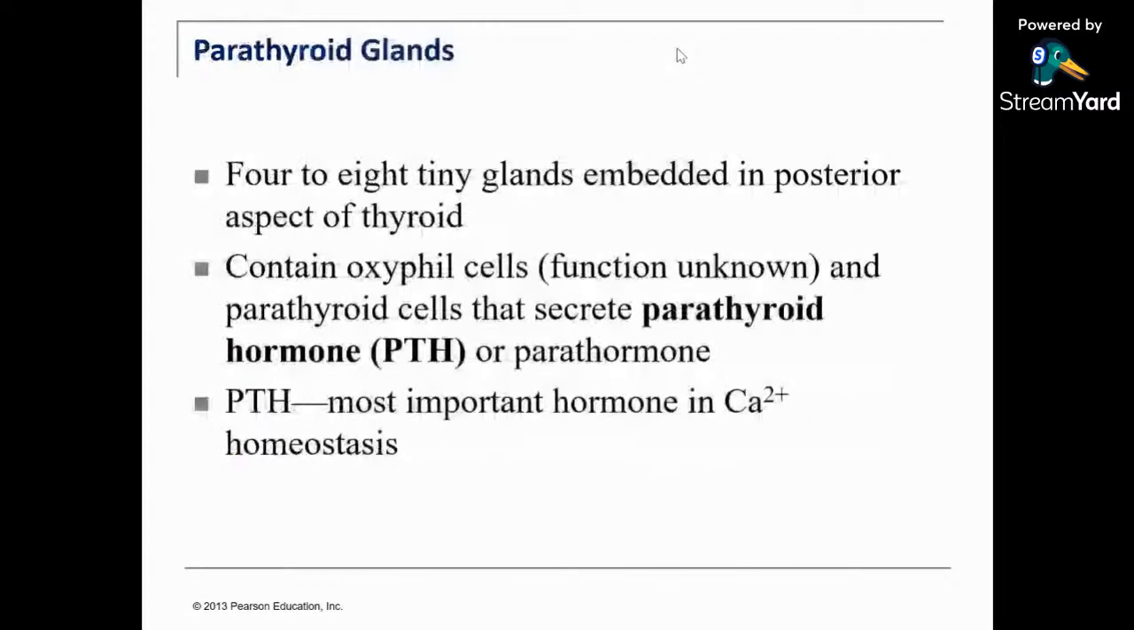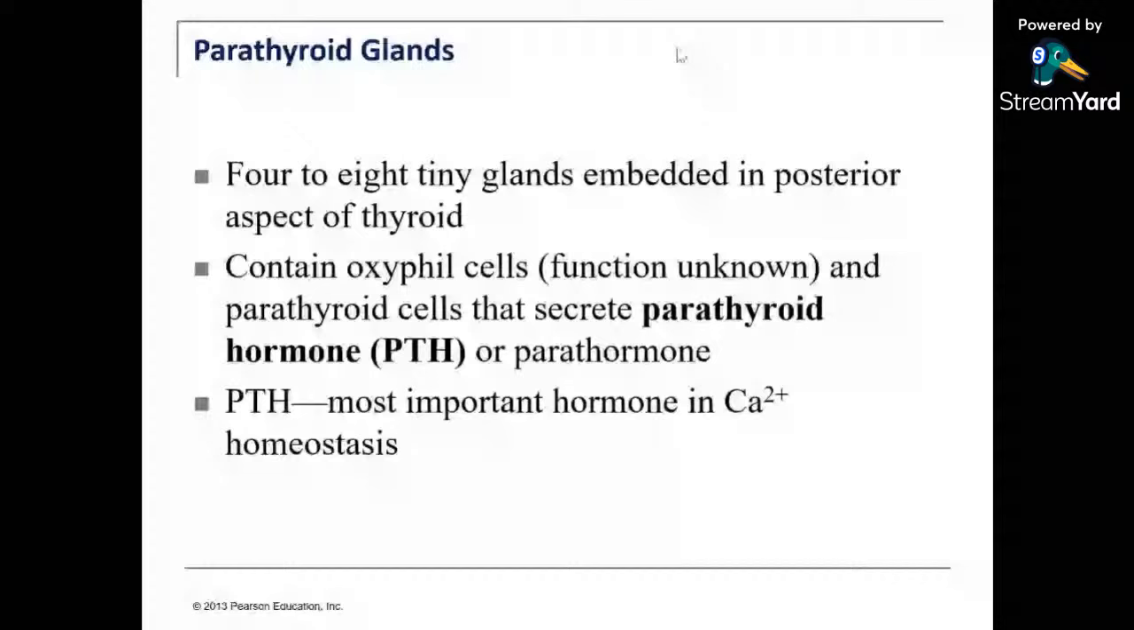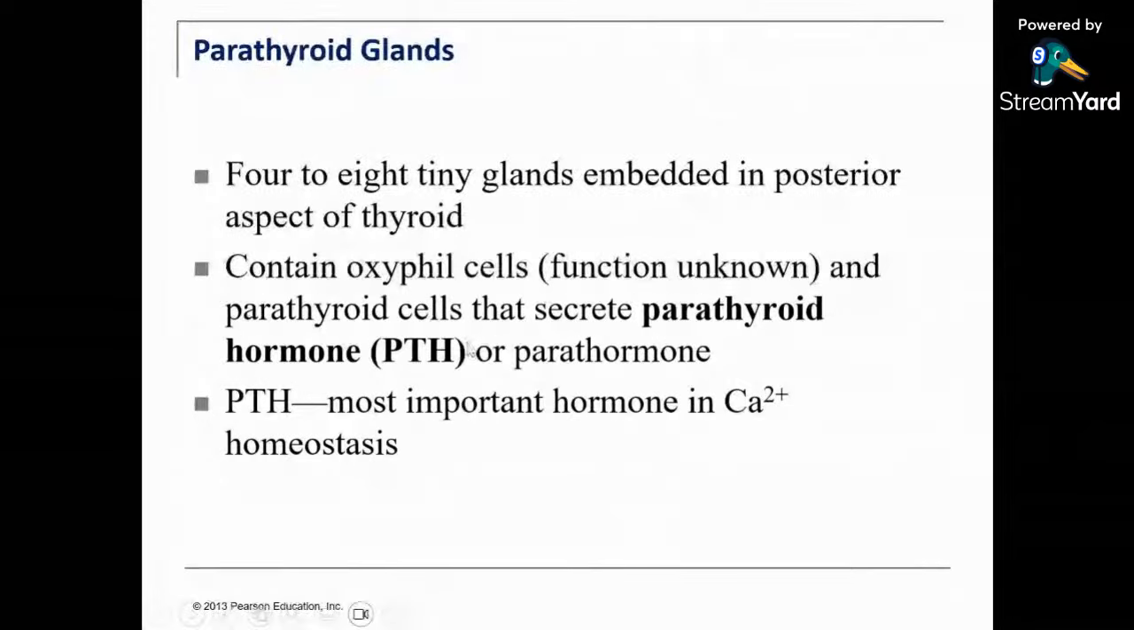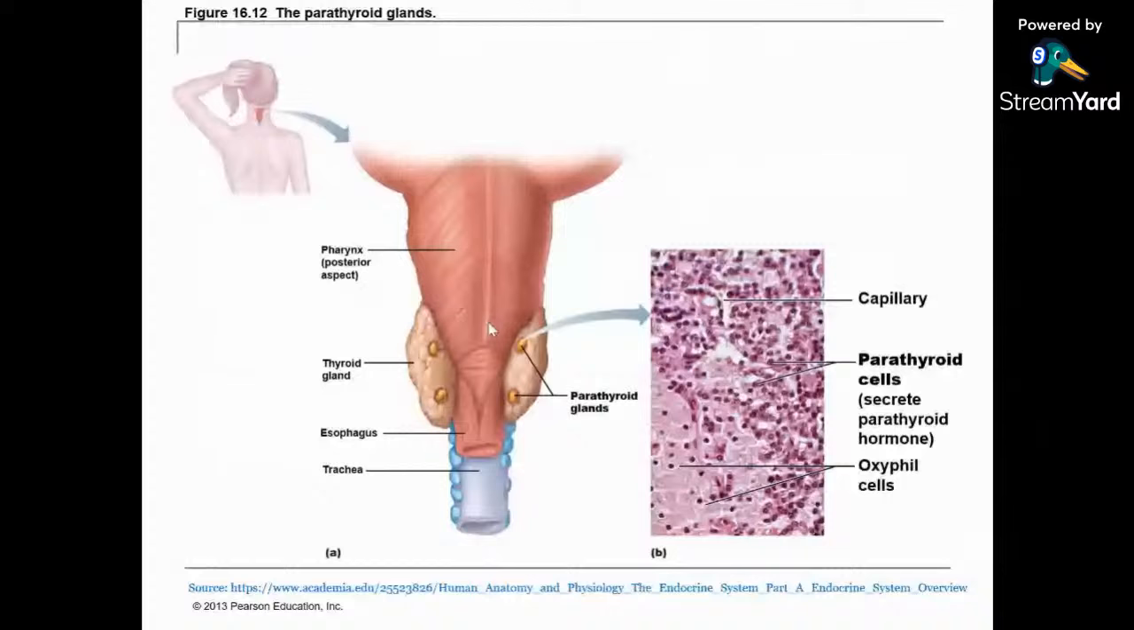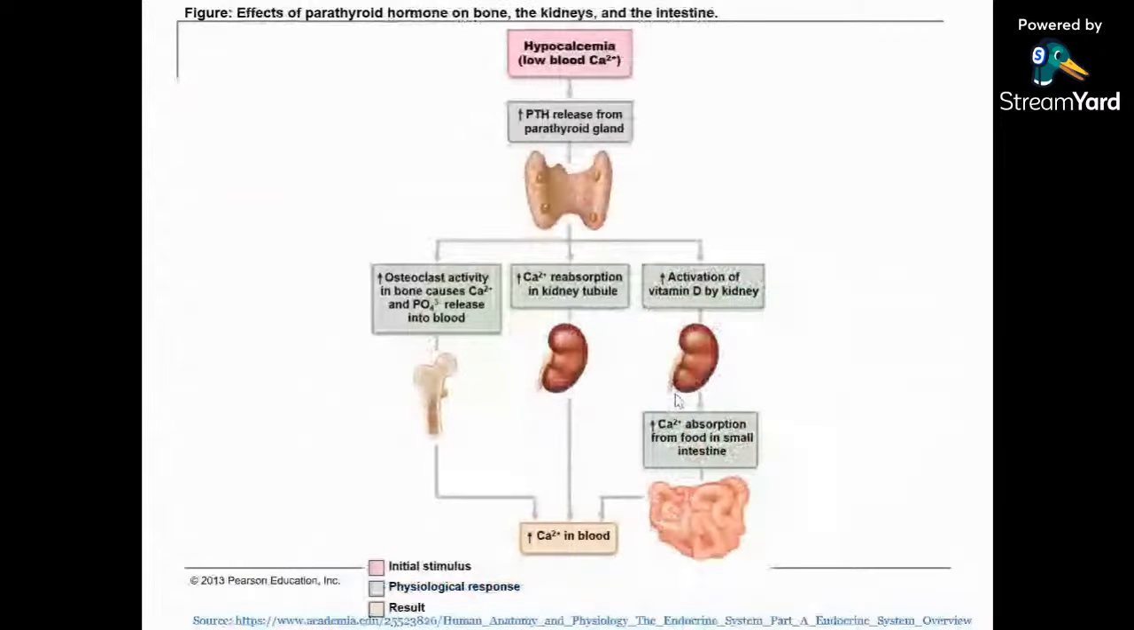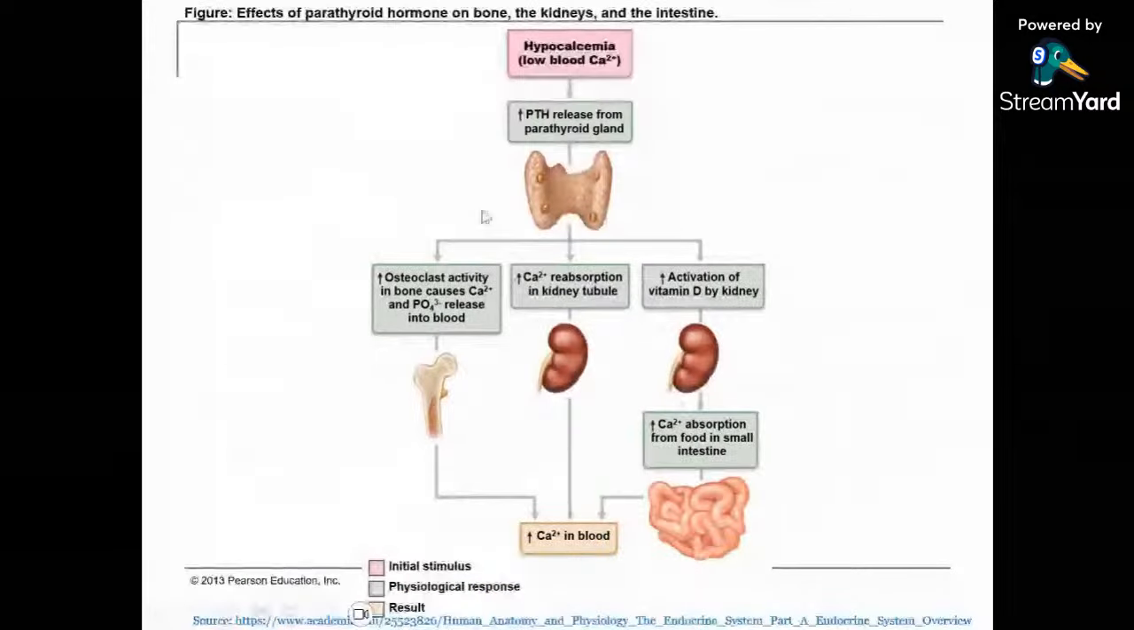The parathyroid gland is embedded in the posterior aspect of the thyroid and contains oxyphil cells and parathyroid cells that secrete parathyroid hormone. Parathyroid hormone is the most important hormone in calcium homeostasis. In the diagram, you can find the location of the parathyroid gland and its histological structure, which is composed of parathyroid cells and oxyphil cells. Here is a schematic presentation showing how parathyroid hormone takes part in maintaining calcium homeostasis.